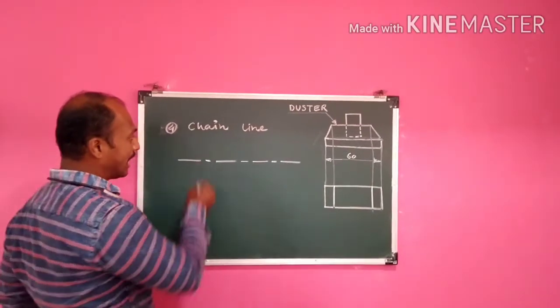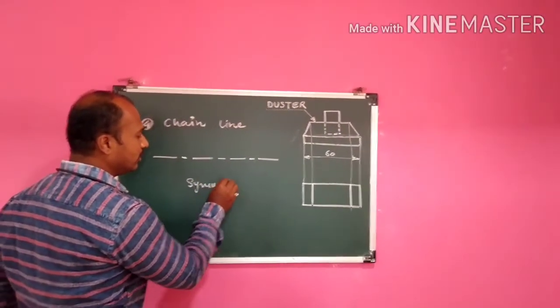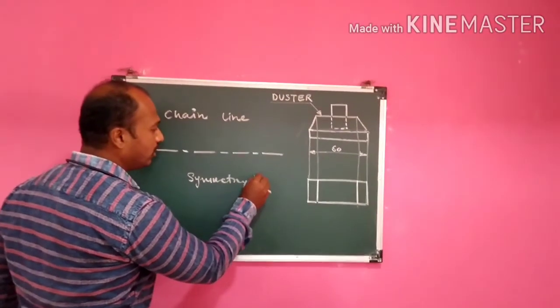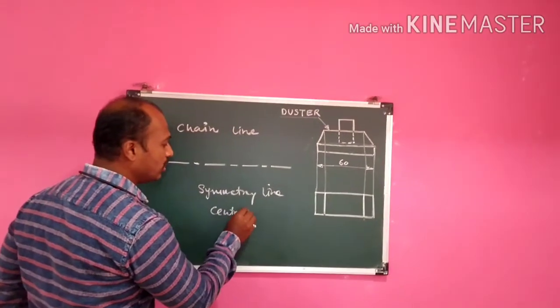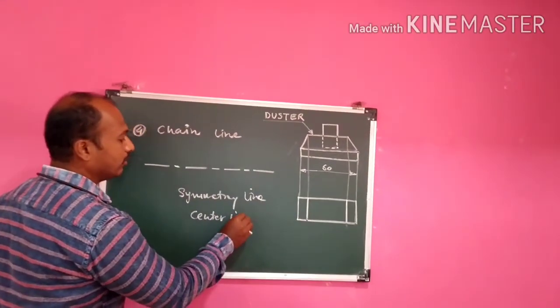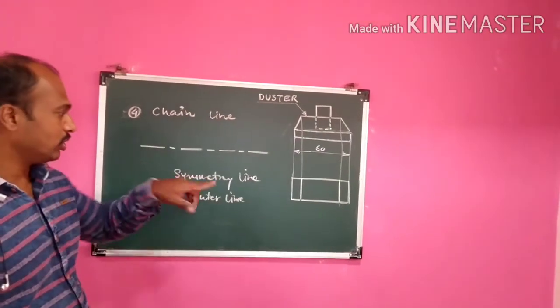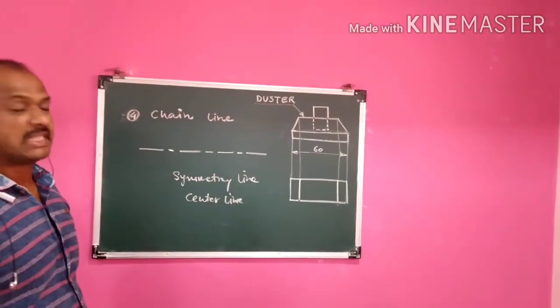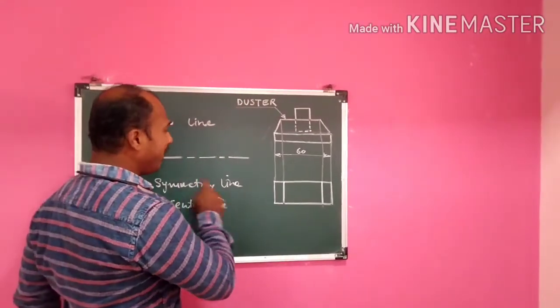Now where to use this line? It is used to draw the symmetry line. First, it is used to draw the center line of the circle, and the second use is to draw the symmetry line. Means what? So what does symmetry line mean?